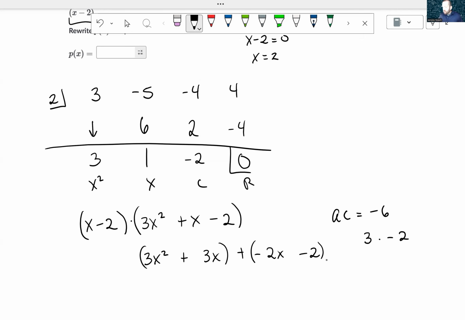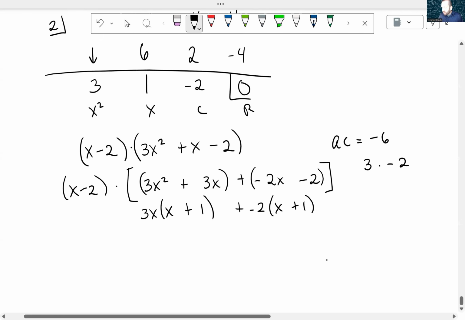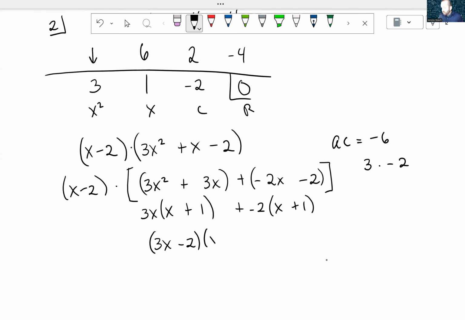This x minus 2 is still there. It's being multiplied by all of this. But we're just going to hang on to that for just a moment. So we're going to factor this by grouping, factor out a 3x. We're left with x plus 1. And this is x plus 1. Factor out a -2 there. So now we're left with 3x minus 2, x plus 1. And then this x minus 2, it's still there.